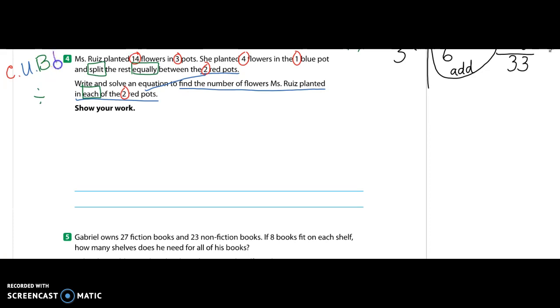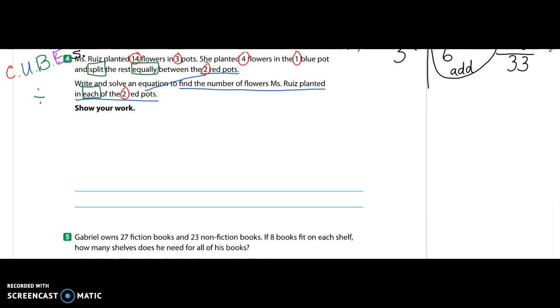And then my E is eliminate any extra information. Once again, I don't see any extra information. If they started telling me what kinds of flowers they were, that would be some wonderful information to know, but not helpful in my problem. So I don't have any extra information here. And the S is to solve the problem. So we're ready to solve the problem.